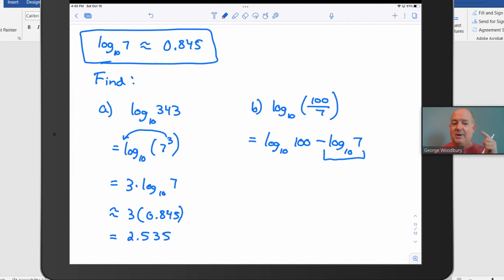Well, think about in terms of exponents first. What power do we raise 10 to get 100? 2. We could also rewrite 100 as 10 squared and bring the 2 out to the front, and we've got log base 10 of 10, which is 1. But anyway, this is 2 minus 0.845, and that is 1.155.